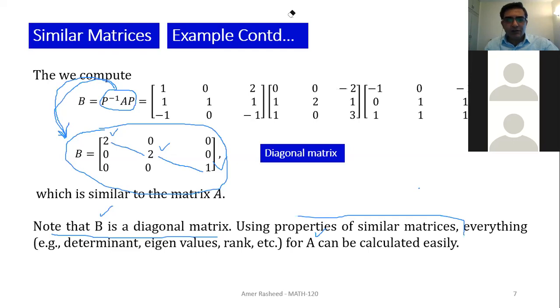Somebody has raised a question. What will be the eigenvalues of B?